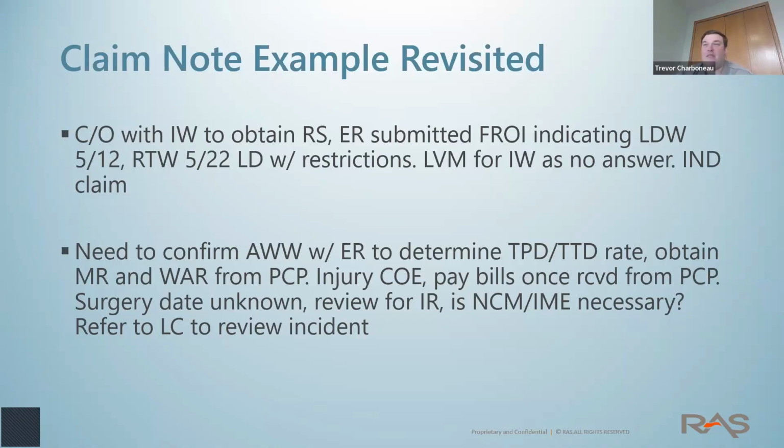The next one is need to confirm average weekly wage with employer to determine temporary partial disability, temporary total disability rate. Obtain medical records and report of workability from primary care provider. Injury was within the course of the employment. We will pay the bills once received from primary care provider. The surgery date is unknown. Review for impairment rating. Is a nurse case manager or independent medical exam necessary on this file? We will refer to loss control to review the incident.